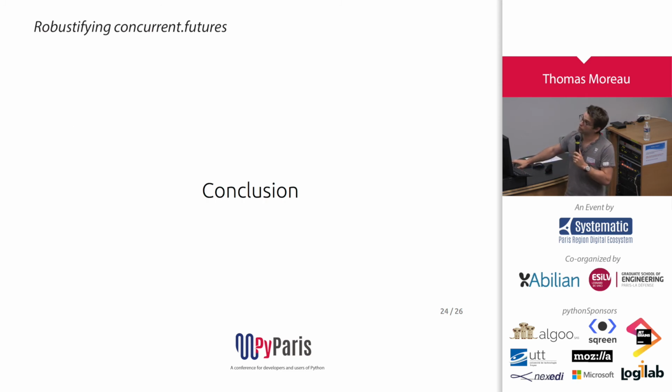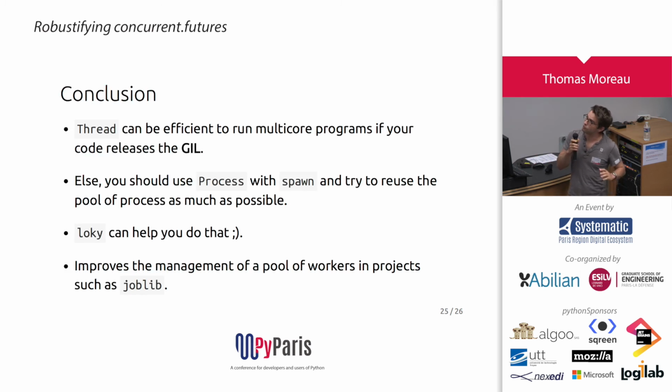So to conclude, one of the main messages of this talk is that threads can be efficient if you have some code that releases the GIL. So it's important to try and benchmark the thread pool executor first, because you have no spawning overhead, you avoid unnecessarily duplicating the Python objects that you're using, and you cannot say that threads are not usable in Python. It's not usable if you are using Python code that does not release the GIL.